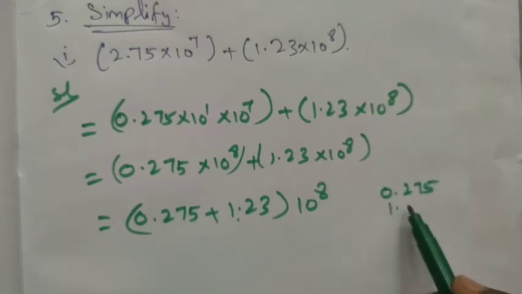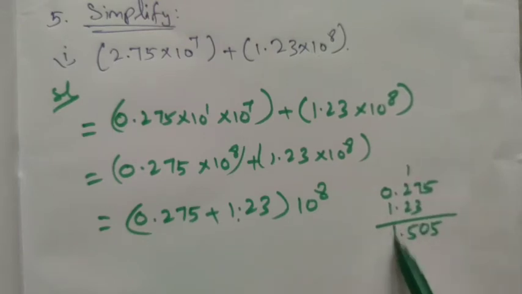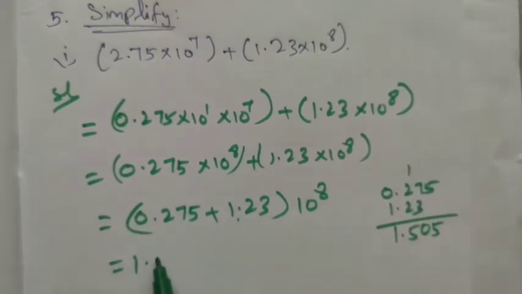0.275 and then 1.23. Here we have 0 and then 5. 7 plus 3 is 10, remainder 1, that is 5.1. So this term is equal to 1.505 into 10 to the power of 8, which is the answer.